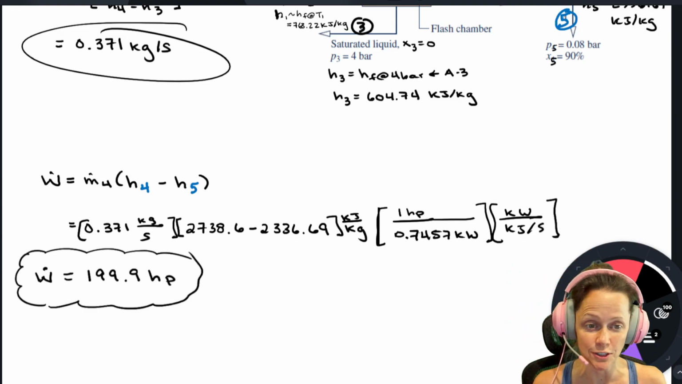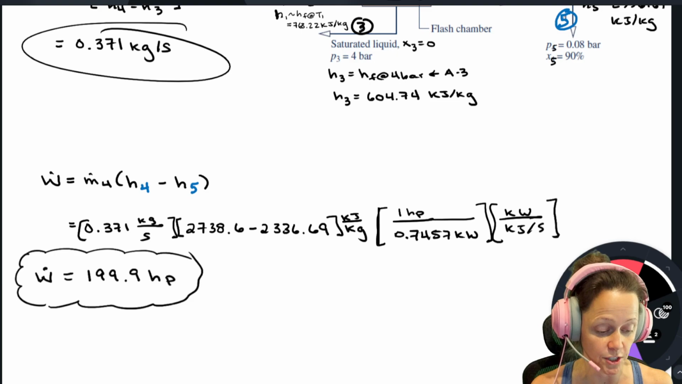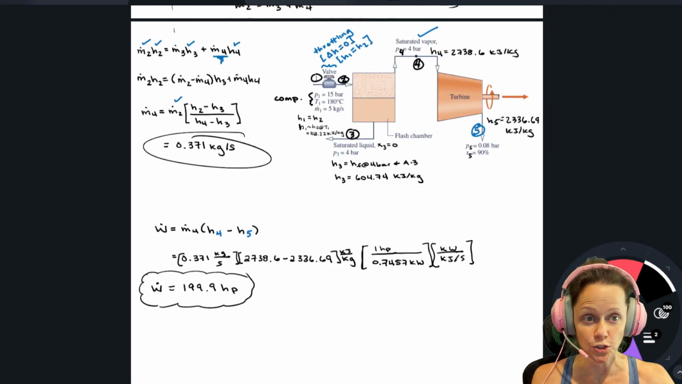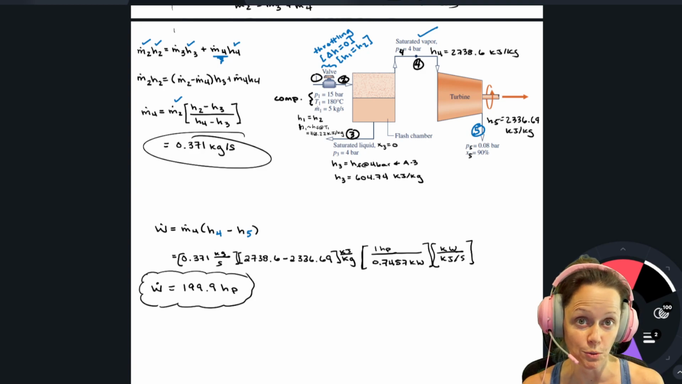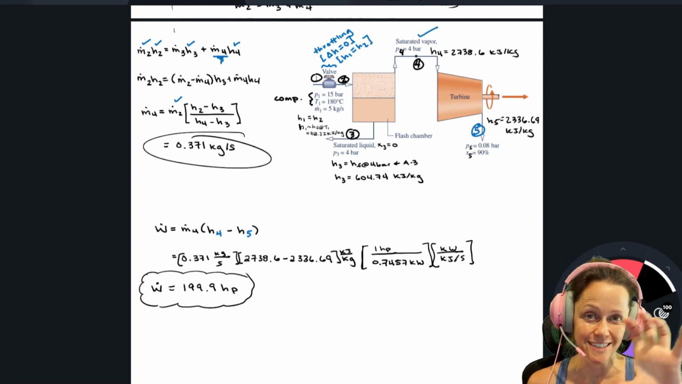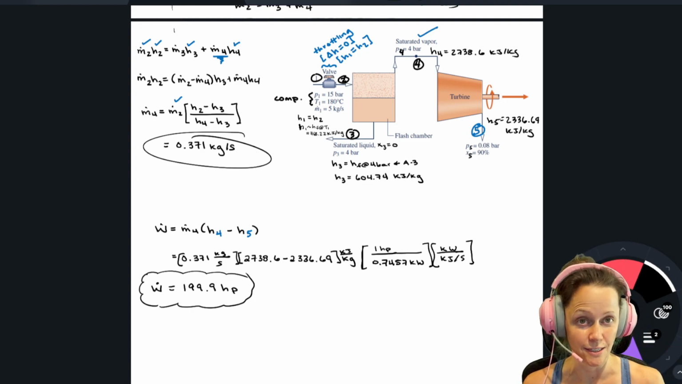Hopefully that was helpful. Let me know if you have questions. Remember, the key is to just make sure you're specifying what control volume you're looking at and apply your conservation of mass and your conservation of energy. You're just doing that to different control volumes to relate the different components.